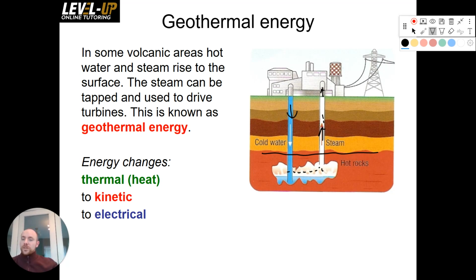But the process is the same. We've always got this generator moving as a result of a turbine moving. In this case, by forcing the steam through it. So this time our energy changes. We're starting with thermal. That thermal is heating the water, which is moving under pressure, so it's kinetic, and then again that's turning the turbine, turning the generator, and producing electrical energy.